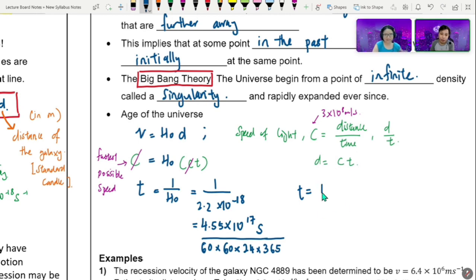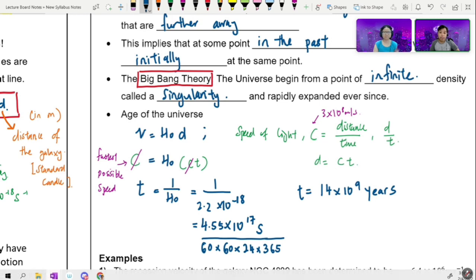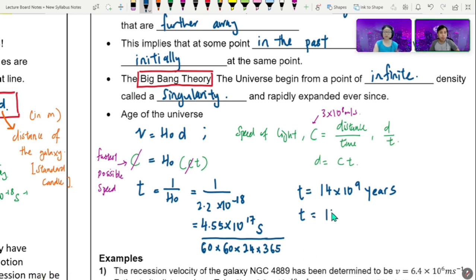So if we trust Hubble's law, and we say yes, there are some flaws, but you just want to estimate, you should get about 14 times 10 to the 9 years. That's a lot of years. That is billions. So in English, not in prefix or physics, we can say it's 14 billion years old.